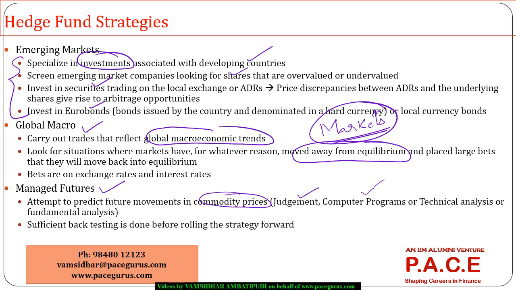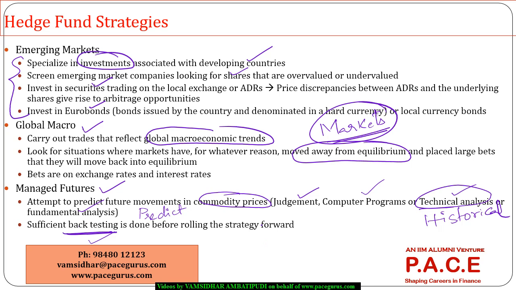There could be sophisticated technical, computerized programming that is done to assess the prices of commodities. There could be a strong technical analysis or a fundamental analysis performed to finally predict the future movement of the prices of the commodities. A sufficient amount of backtesting is done, especially with technical analysis, using historical data for making conclusions regarding future performance. So appropriate backtesting with historical data has to be done before rolling the strategy forward.